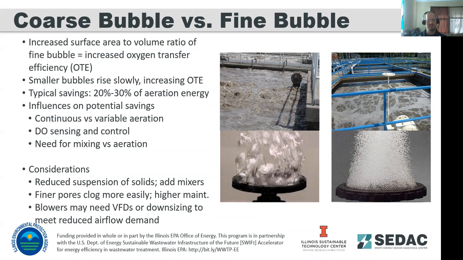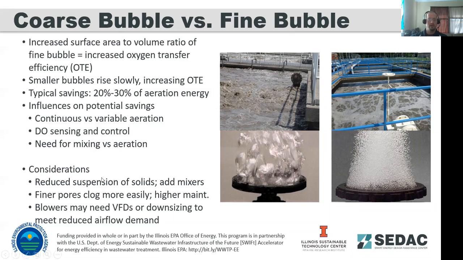Some influences on that potential savings is whether you've got a continuously aerating process versus a variable one. Usually we see variable aeration with aerobic digestion after the aeration process. Sequence batch reactors, those are going to slightly reduce your savings potential. If you've got continuous 24/7 aeration, specifically if you don't have DO controls, you're going to see a lot more potential savings from switching to a fine bubble system, mainly because you can then couple those systems with controls and see additional savings.